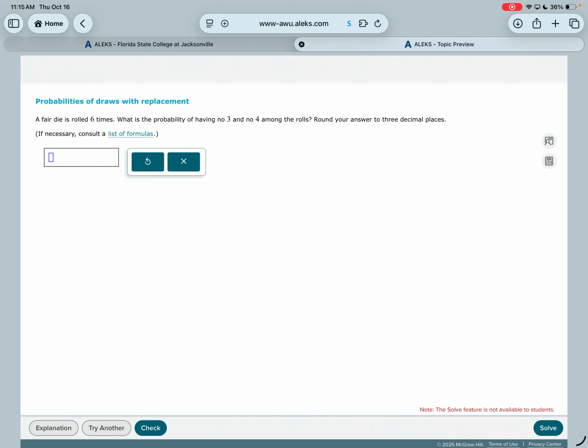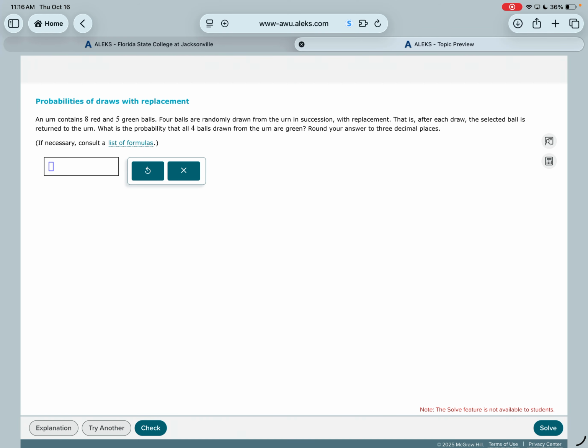This one's not hard, but a fair die is rolled 6 times. What's the probability of having no 3 or no 6 among them? Don't think about 6 times. A 3 and a 4 would be 2 sides of the die, right? I don't want those, so I want the other 4 options. So I have 4 options out of 6, so I do 4 over 6 to the 6th power. You can do 4 divided by 6 is 0.67 to the 6th power and get your answer that way as well.